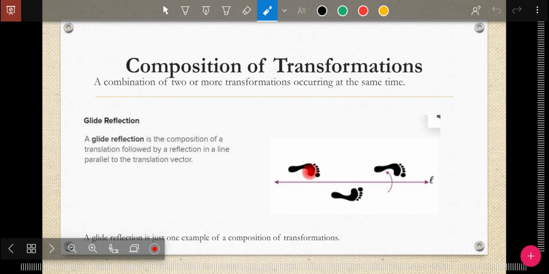I always say to think of footprints in the sand. Your left foot and your right foot look like a reflection when you're looking at your footprints in the sand. And then as you're walking, you're stepping forward. So it's reflecting and translating, and reflecting and translating. That's just one example of a composition of transformations.